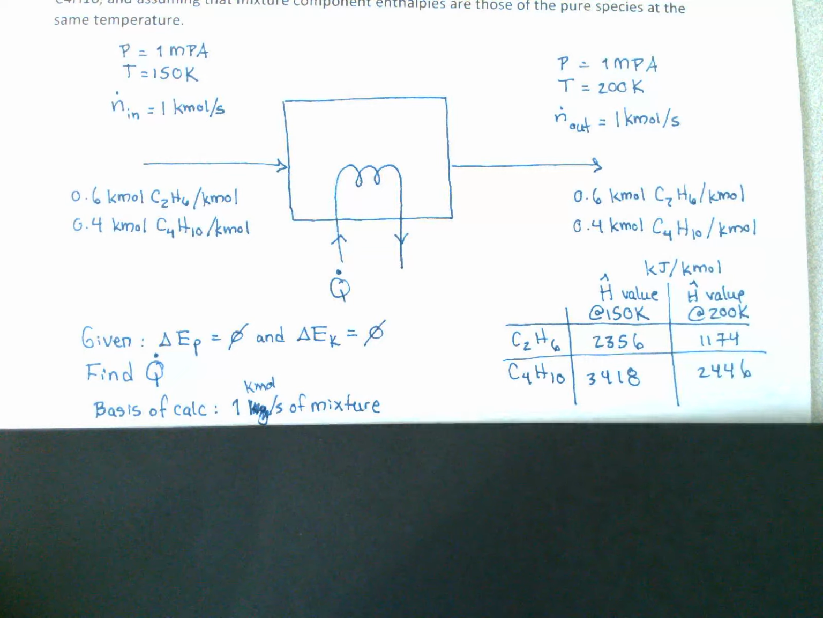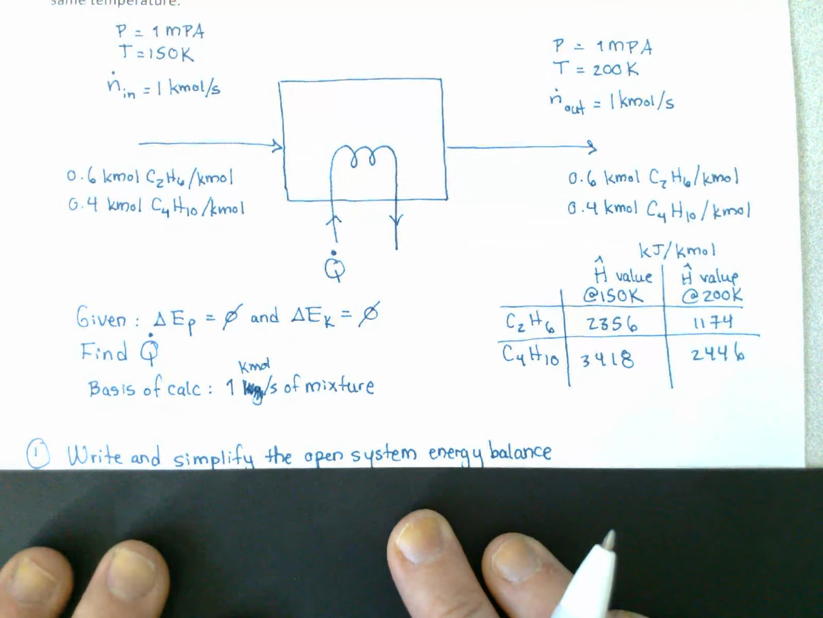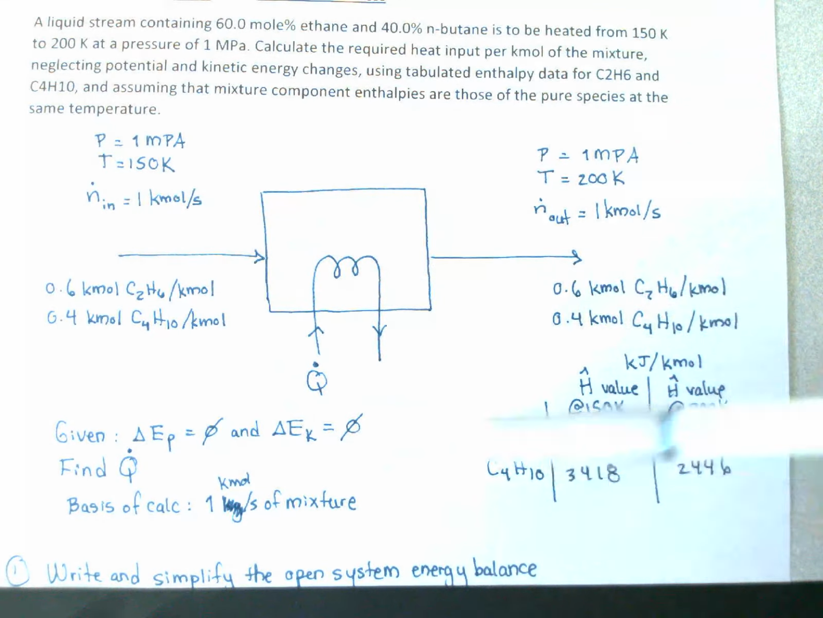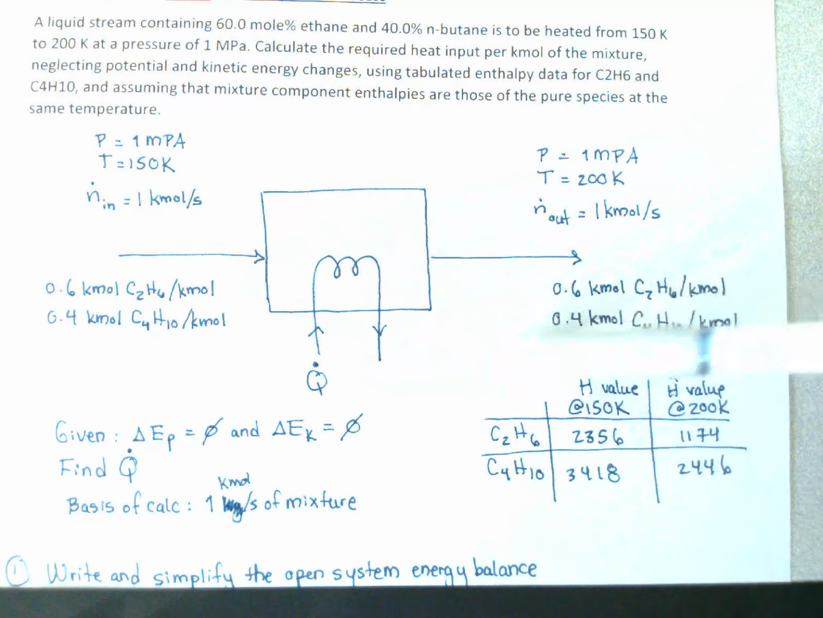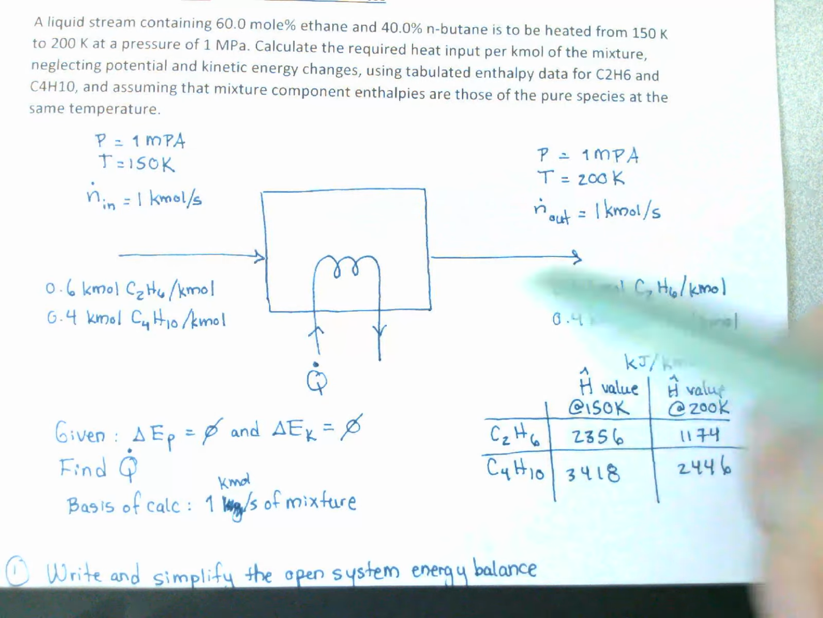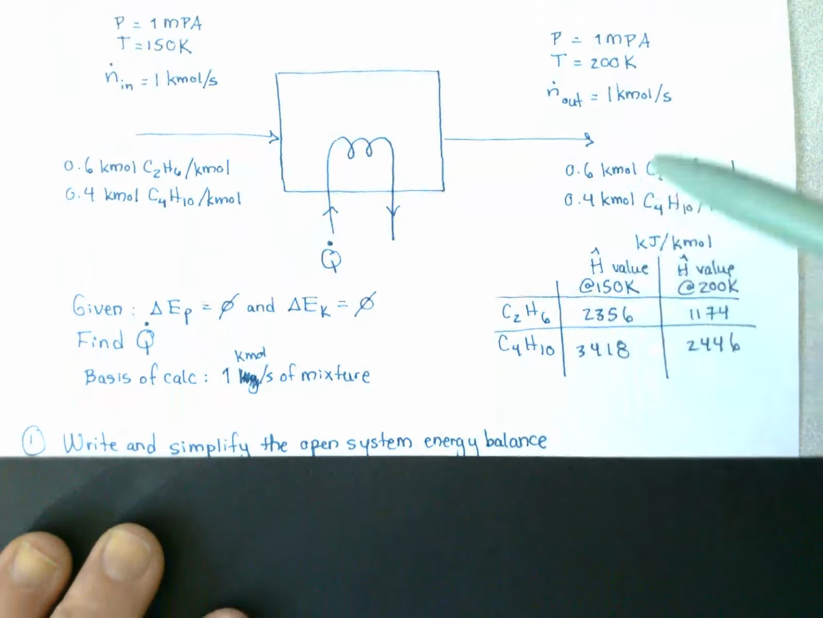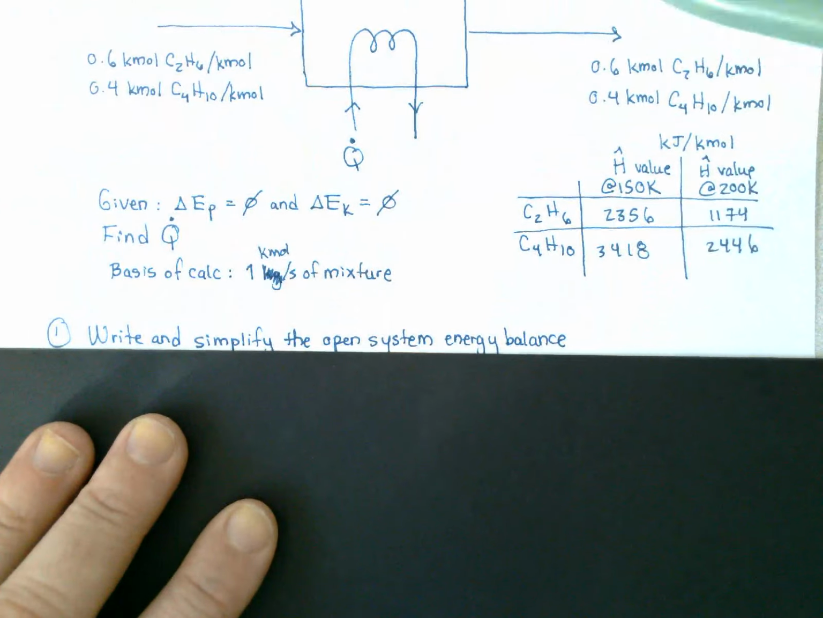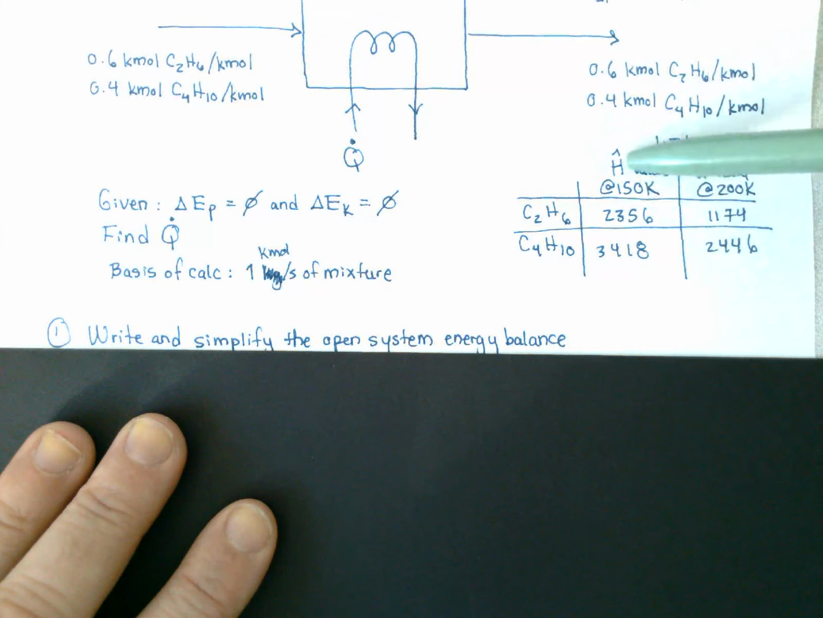So the first thing that we want to do is write and simplify the open system energy balance. Now, if we're looking at the boiler as our system, we have a certain mass that's crossing the system. And so that's going to be important because mass is crossing the boundary of that boiler. So for us, that's going to tell us that it's an open energy balance. Okay, the other way that you remember that this is an open energy balance is the fact that we're now talking about enthalpy.